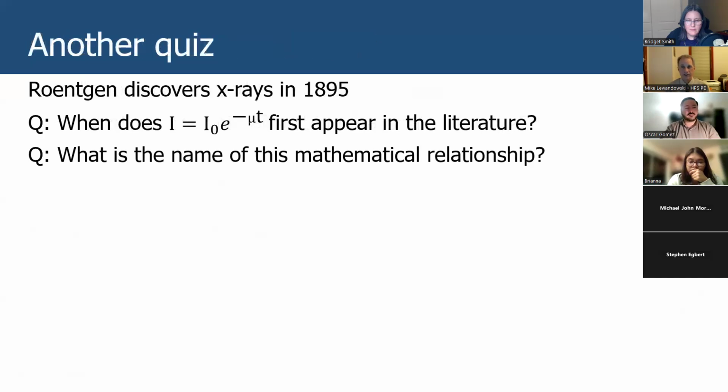Here's another quiz. So Röntgen discovers X-rays in 1895. So when does this exponential equation I equals I naught e to the minus mu t, when does that first appear in the literature? And for bonus points, what's the name of this mathematical relationship? So go ahead, put your answers into the chat. And let's see if you get bragging rights.